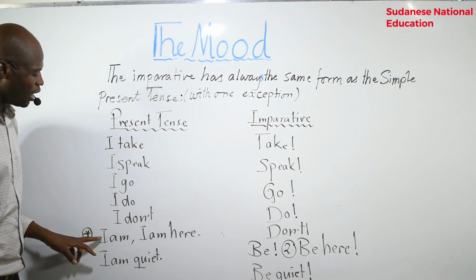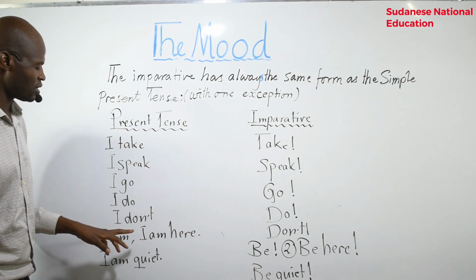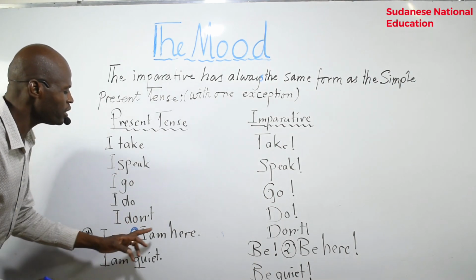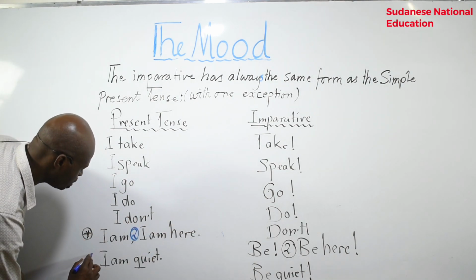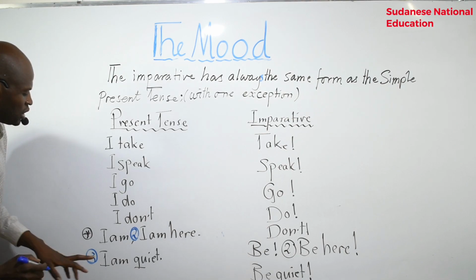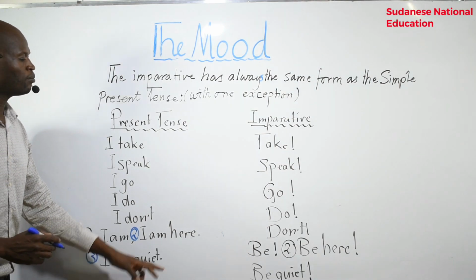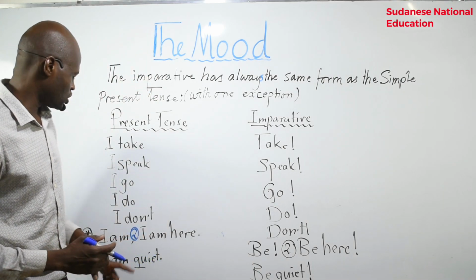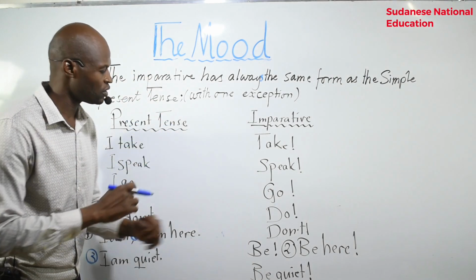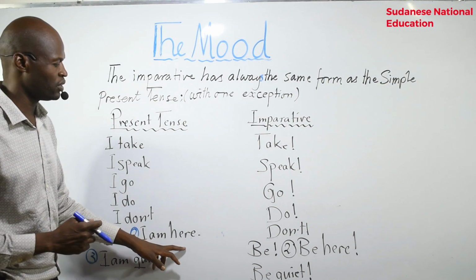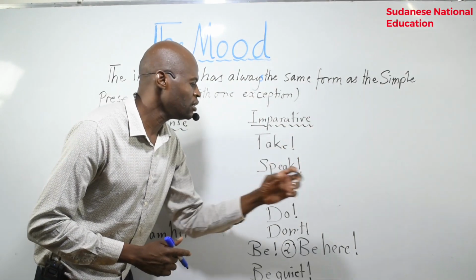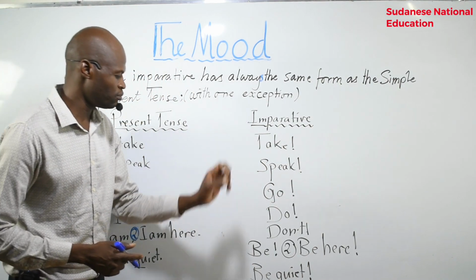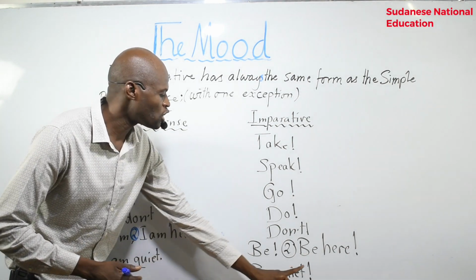Here I say, I am. Or as here in number two, you can say, I am here. Or even in number three, you can say, I am quiet. But when you want to give the manner in imperative mood, instead of I am, you say be. Or instead of I am here, you say be here. Instead of I am quiet, in imperative mood, you say be quiet.